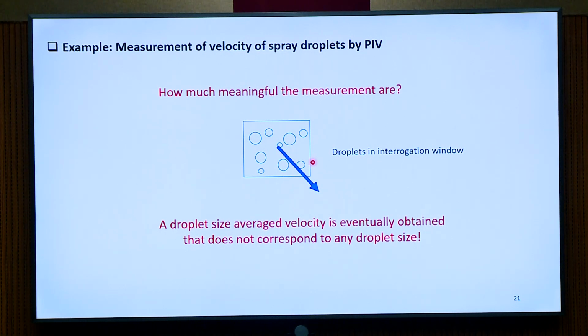Okay, so one has to be careful while interpreting the results. Of course it gives an order of magnitude of the droplet velocity. But it depends on what the purpose is. For example, if you want to study interaction between the droplets and the airflow, information on droplet size, droplet velocity conditional on droplet size is required. But here you don't have any information on droplet size.